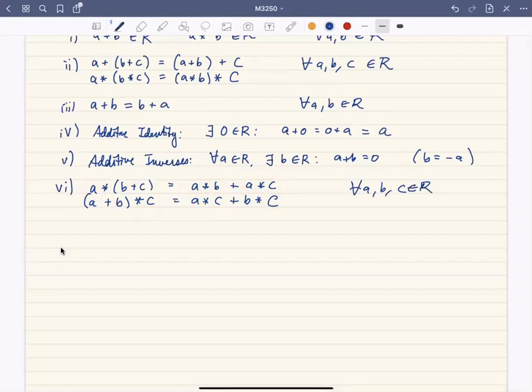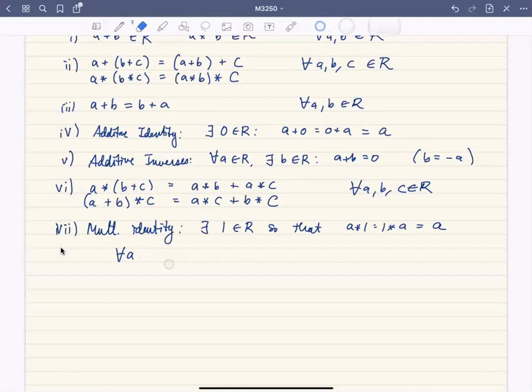And then let's see what else. I think there's only one other quality that we need, and that's the existence of a multiplicative identity, which kind of plays the role of 1. So there exists, I'm just going to call it 1, in our ring, so that A times 1 and 1 times A is A, and that's true for every value A in our ring R. Okay. So all of these together give us a ring.